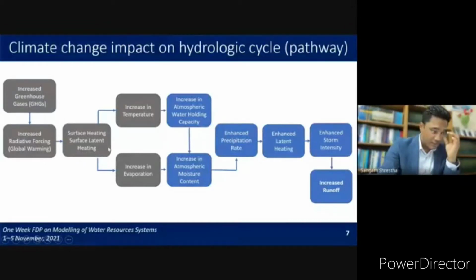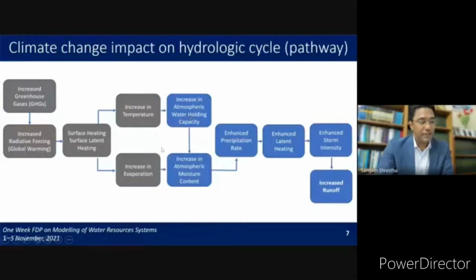Because of the increase in temperature, there is also an increase in evaporation from the ocean, land surface, and also the vegetation. There is physics behind the temperature change and the atmospheric water holding capacity. If there is an increase in the temperature of the atmosphere, it also increases the atmospheric water holding capacity.